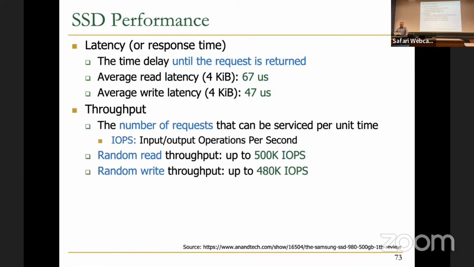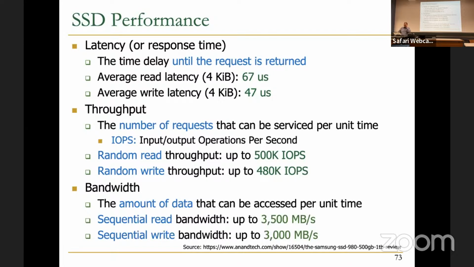Another metric is throughput, which is the number of requests that can be serviced per unit time. In throughput, we consider the number of requests, and we don't really care about request size. There's a metric for that, which we call IOPS, input output operations per second. It has been used a lot for random accesses. For random read throughput, we know that it's up to 500K IOPS for this SSD, and random write throughput is up to 480K IOPS.